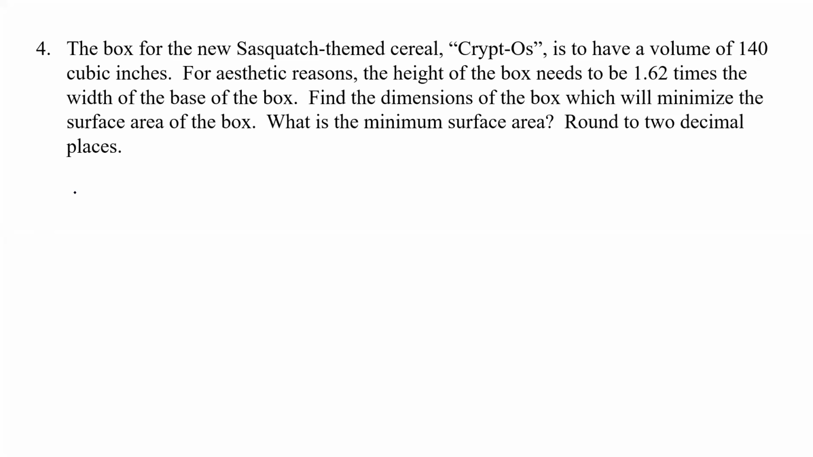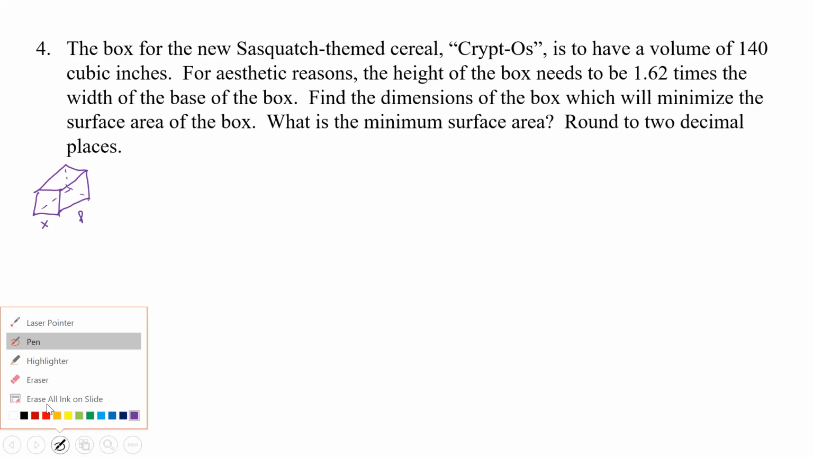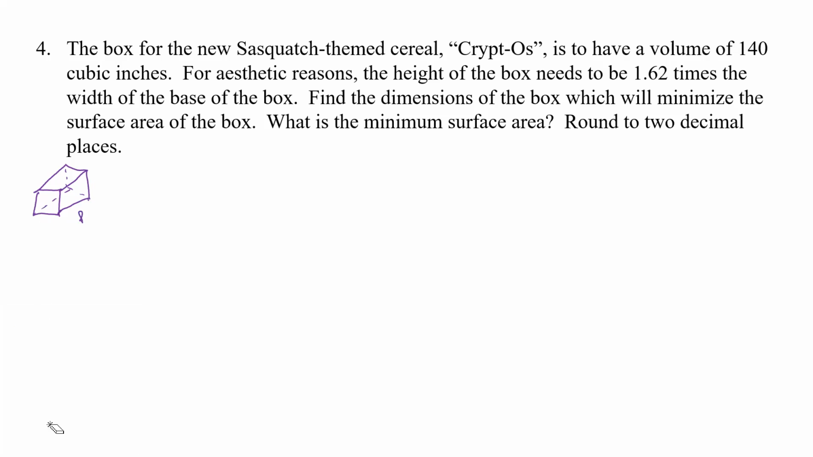So what do we have? Well, let's draw a box first. So we're going to have some box, and that comes down and back like that. We don't know the length, we'll call that L. We know the height is 1.62. Actually, let's not call it X, let's call it W, because that's width. It's 1.62 times the width, so 1.62 W.